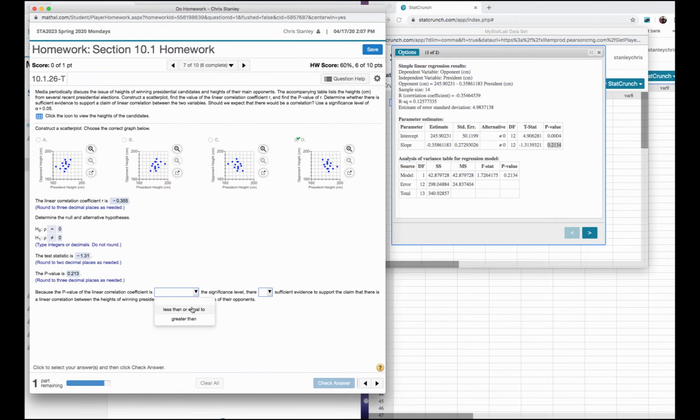Okay. It's greater. That's 21.3%. That's 5%. 21.3% is bigger than 5%. So this means there's not sufficient evidence. It's a fail to reject.